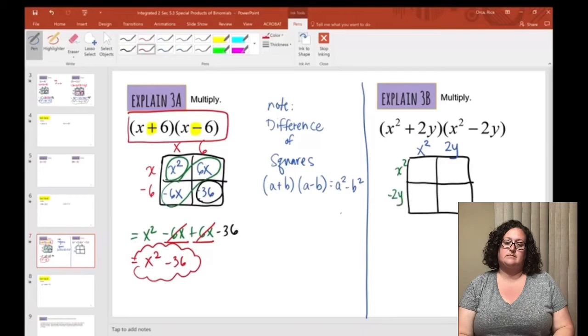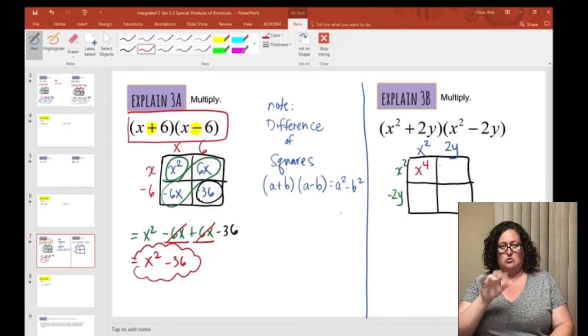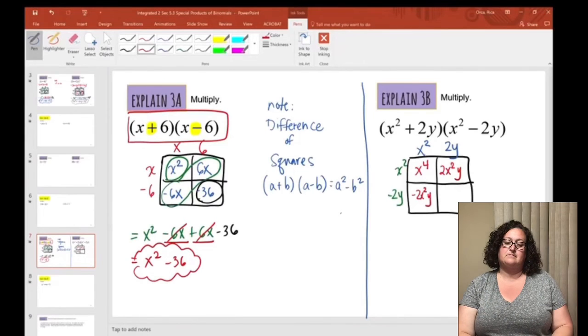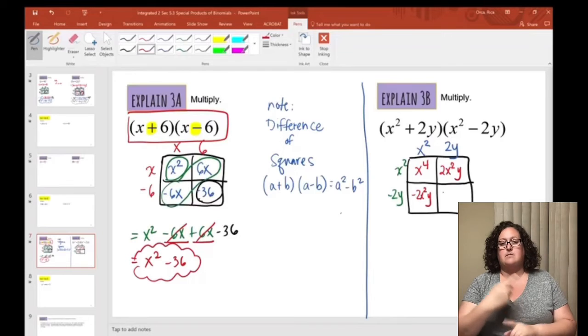Time for the fun part. Fill in the box. X squared times x squared is x to the 4th. X squared times 2y is 2x squared y. Negative 2y times x squared is negative 2x squared y. Negative 2y times positive 2y is negative 4y squared.